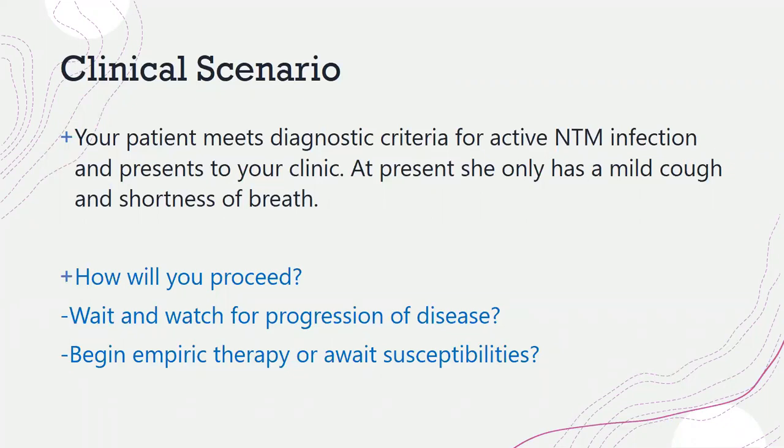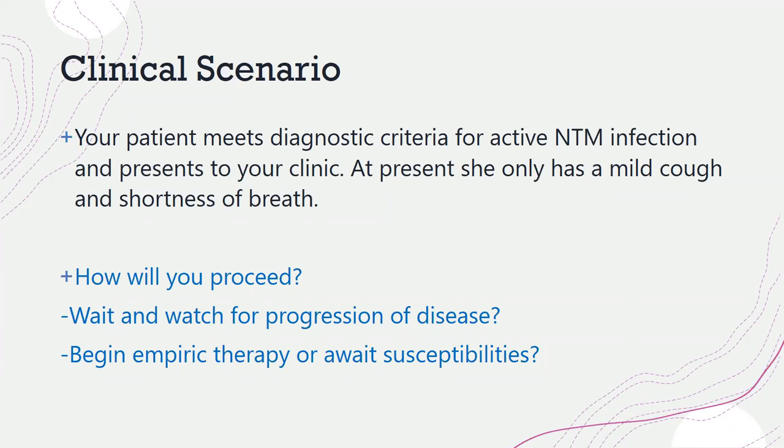So let's start off with the clinical scenario. It's nothing fancy, but just to set the stage for how we're going to talk through each of these subspecies and their treatment. So a patient comes in with an active non-tuberculous mycobacterial infection. We don't know which subspecies it is yet, and she only has a mild cough and shortness of breath. So the question is, how are we going to proceed?